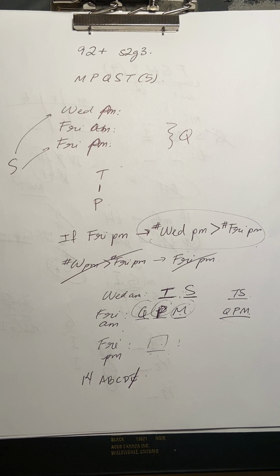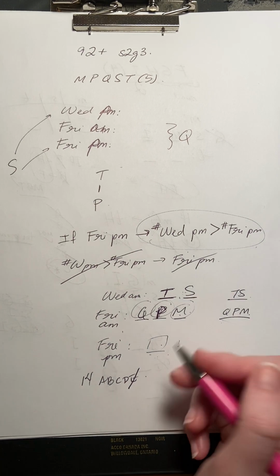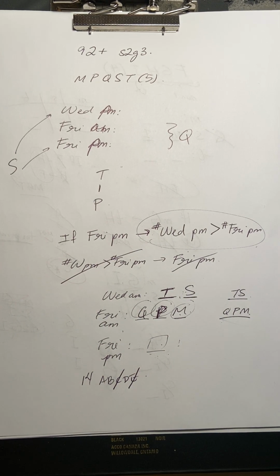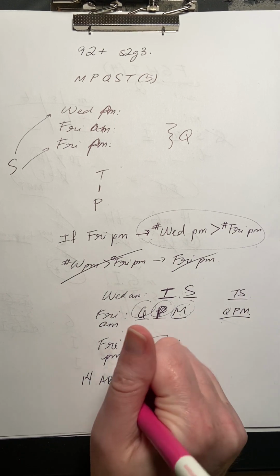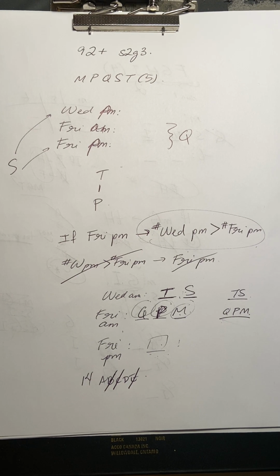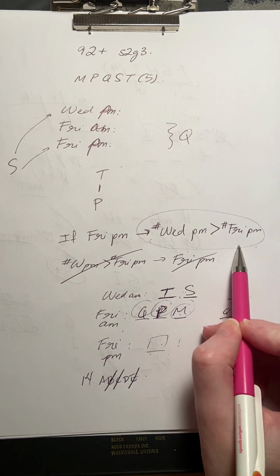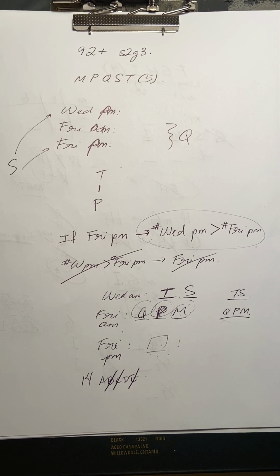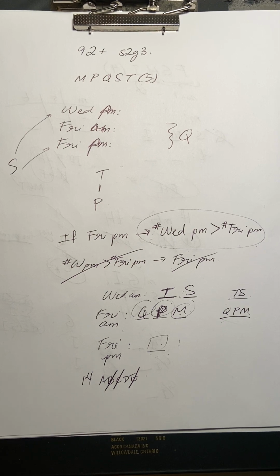S scheduled for afternoon, so I just look for S in the morning, C, and eliminate that. Okay. T must be earlier than P, so I just look for P before T, which happens in answer choice B, eliminate that. And then we know that Wednesday afternoon has to have more than Friday afternoon, so A would be out. All right.